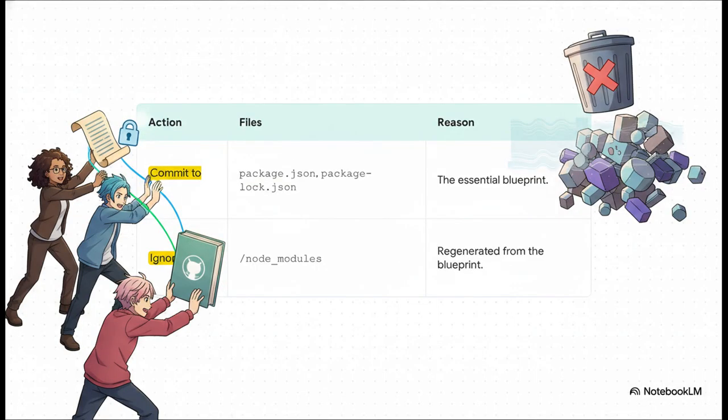So let's apply that rule. The package.json and package-lock.json files. Those are the blueprint. They are the instructions. You absolutely commit those to Git, because with just those two files, anyone else on your team, or even you on a new computer, can just run npm install and poof, the entire node_modules folder gets perfectly regenerated from scratch. And because of that, we never commit the node_modules folder. You add it to your .gitignore file and just forget about it.